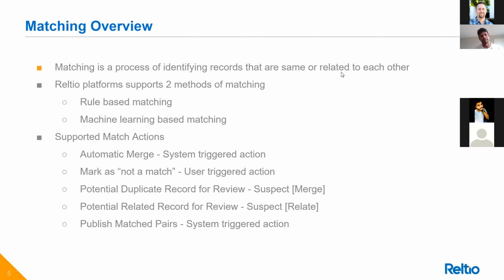There are two methods of matching that the Reltio platform supports. One is rule-based matching, which is what we are going to talk about today. It's an instruction-based matching where the configurator provides the instructions and the platform executes the matching based on those instructions. We have a second kind of matching method, which is machine learning-based matching. In this type of matching, customers build their MatchIQ model. It's a machine-based model for matching records.